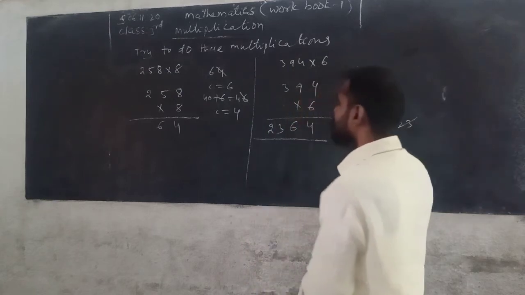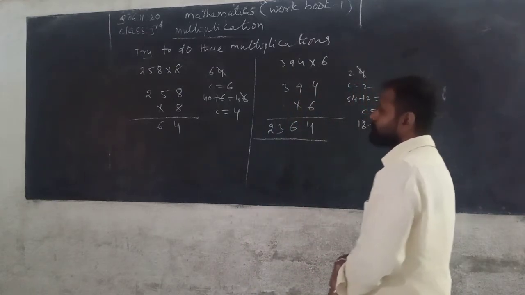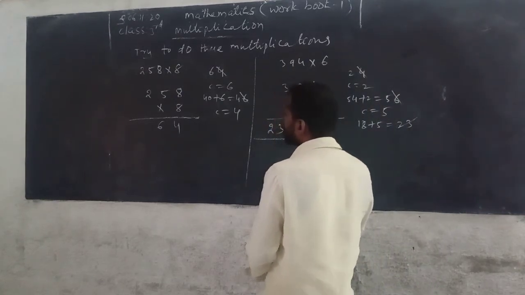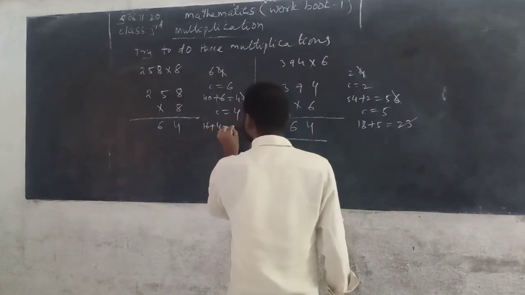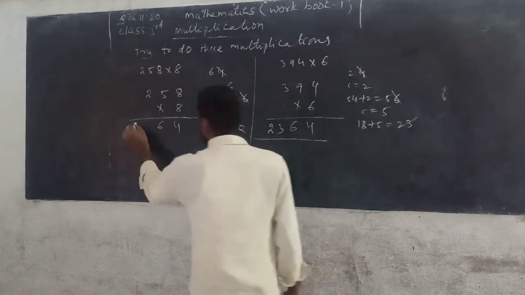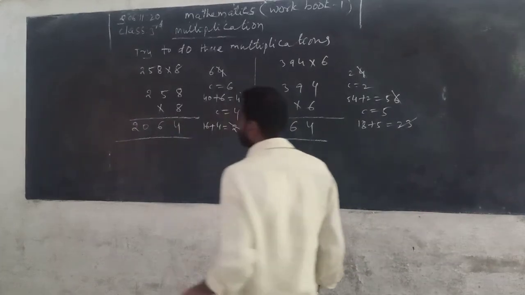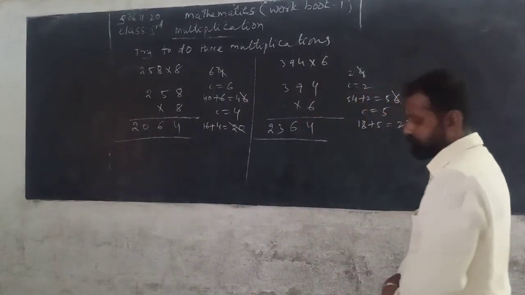Now next multiply the digits in hundreds place, that is 2 with 8. 8 2s are 16. 4 is added to 16. 16 plus 4 you can get 20. You can write it in total. So product is equals to 2064.